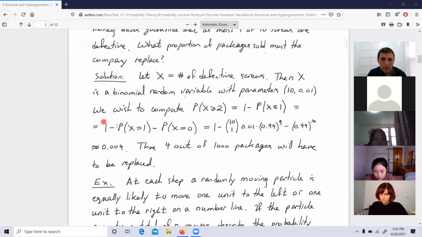So that is the same as 1 minus the probability that X is equal to 1 minus the probability that X is equal to 0. And when you calculate, it ends up being about 4 in 1,000.